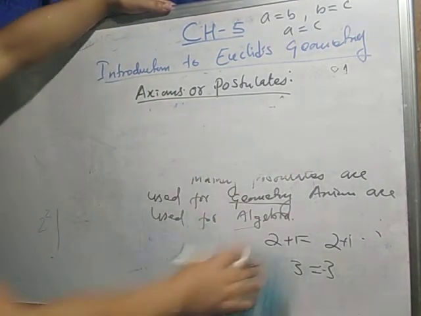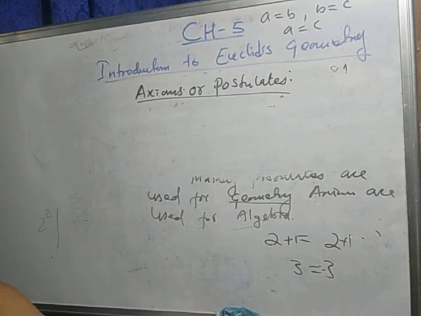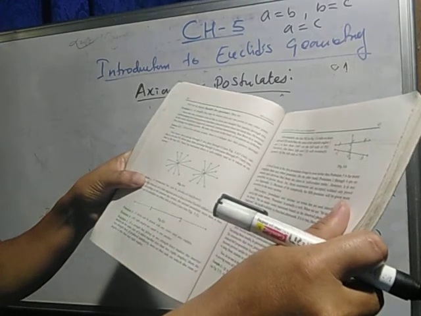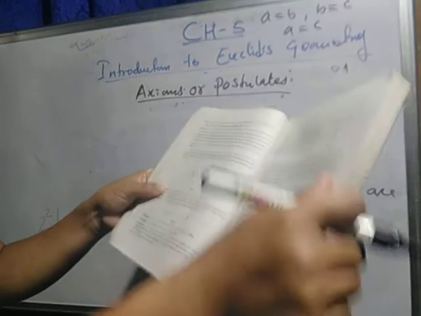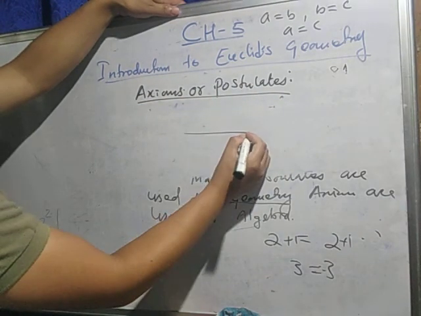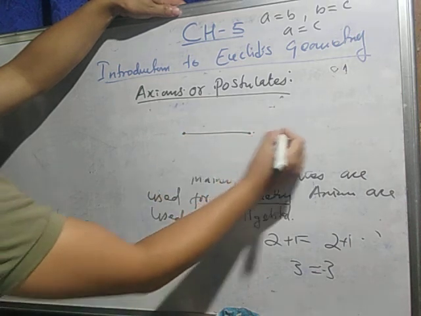Likewise, second, you have postulate 2. A terminated line can be produced indefinitely. So this is your terminated line, isn't it? You can produce it infinitely.